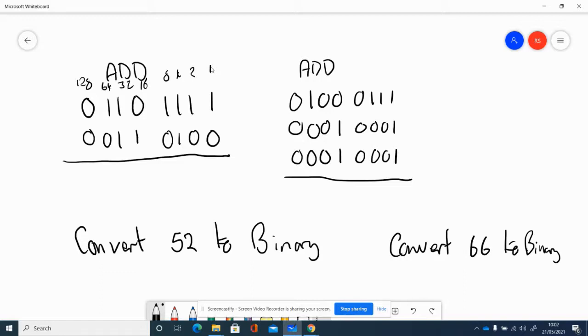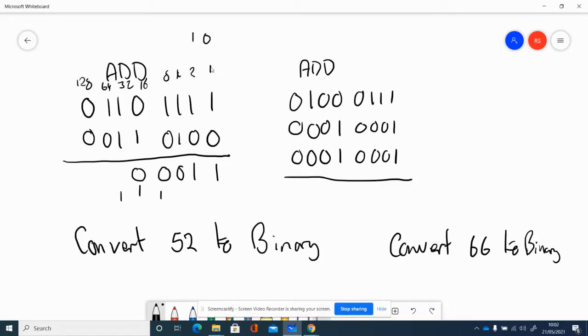So 1 and 0 is 1. 1 and 0 is 1. 1 and 1, well, that's going to be 2, but we can't put 2. But the pattern for 2, remember, is 1, 0. So we're going to put 0 and carry 1. I've got 1, 0, and my carried 1, which is 2 again. So it's going to be 0 and carry 1. 0, 1, 1. Again, it's 0 and carry 1.